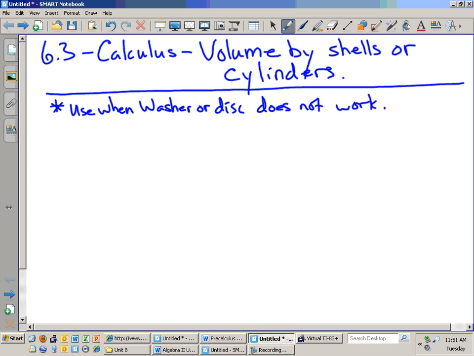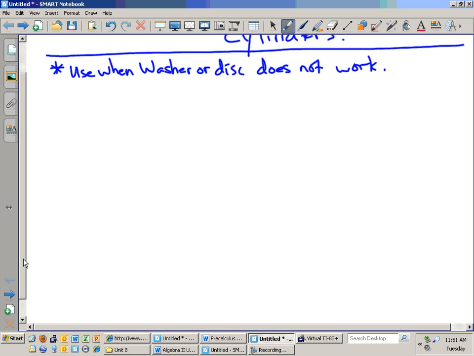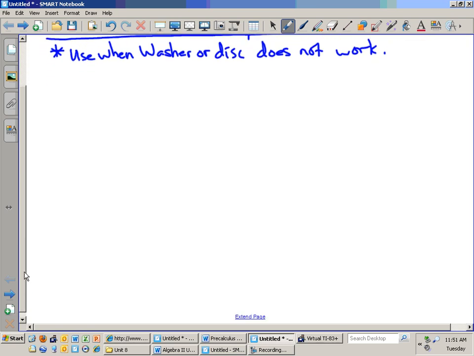We use shells or the cylindrical method when our disc or our washer method doesn't work. And so I'm going to start by showing you a problem where neither the disc nor the washer method will work. And I hope that you see why it doesn't work. This will be very important to us.